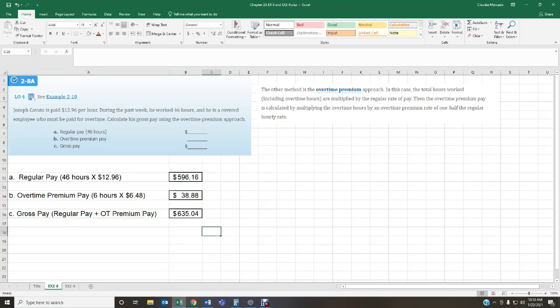So this is how we calculate overtime using the overtime premium approach. First, you multiply the total hours, including the overtime hours, times the regular rate of pay. Then you calculate the overtime premium pay by getting the number of overtime hours, which was 6, anything over 40, times half of the hourly rate, which is 6.48. So 12.96 times 0.5 gives us 6.48, and that gives us an overtime premium pay of 38.88. So our gross pay is the sum of your regular pay plus your overtime premium pay.